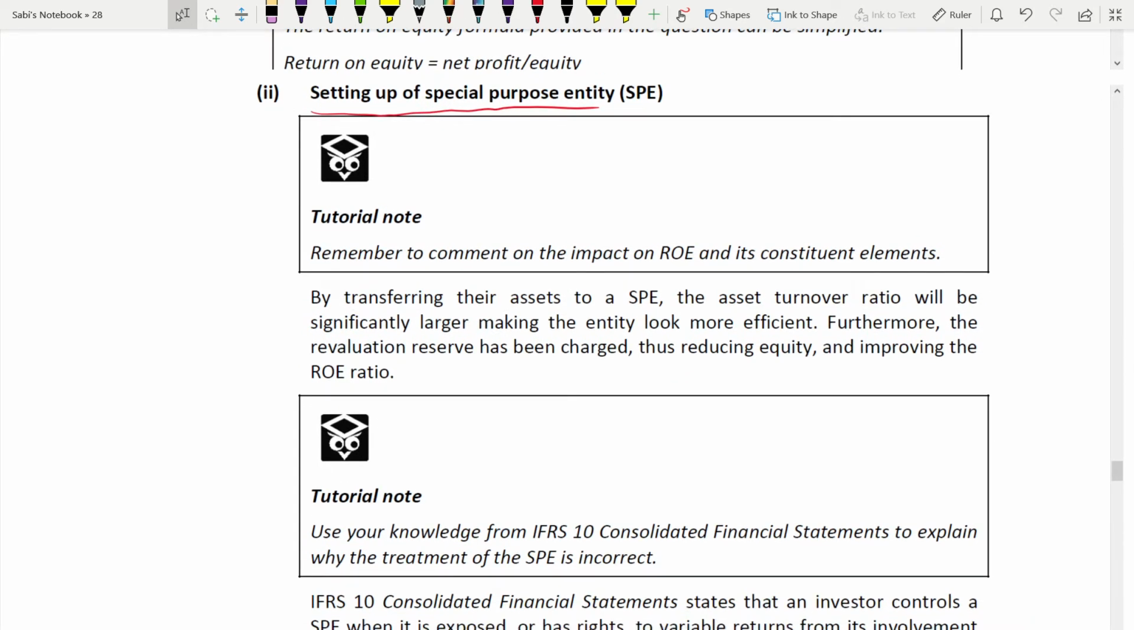Remember, for everything you have to comment on the impact on ROE and also its constituent elements, the other three ratios. So by transferring their assets to this entity, assets are going down, no? So the asset turnover ratio will be significantly larger, making the entity look more efficient, isn't it?